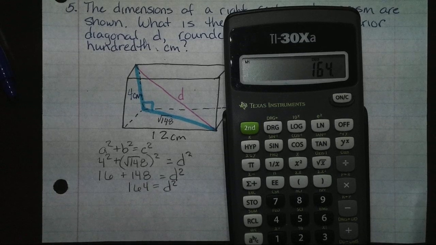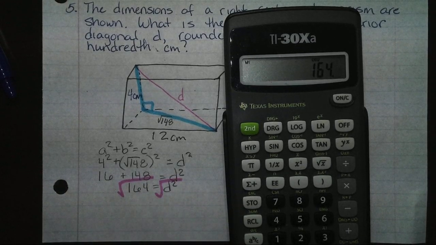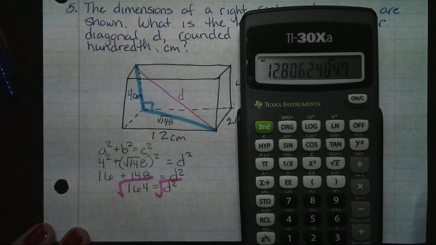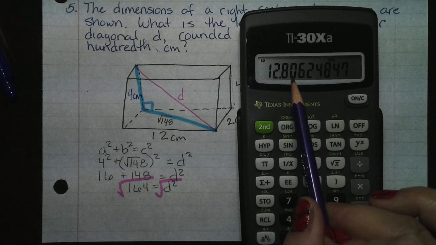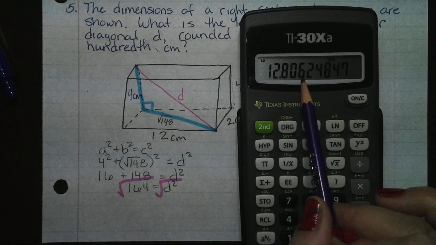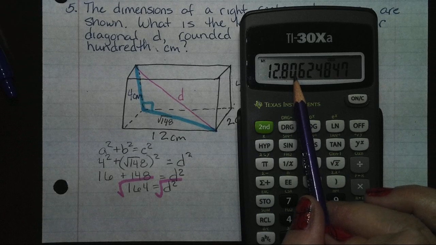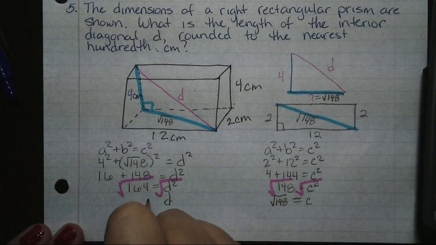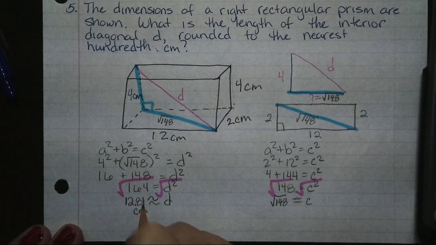And then I just need to find the square root. And now it says your final answer, you're going to round to the nearest hundredth place. So if I find the square root of this, the 0 is our hundredth place. So I'm going to look at the number next to it. 6 is 5 or more. So I'm going to raise the score. I'm just raising this number here. So it should be 12.81. So D is approximately 12.81 centimeters.